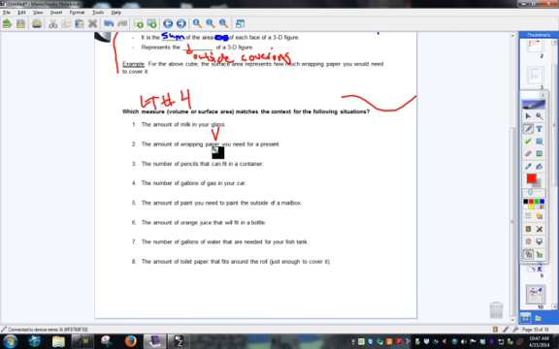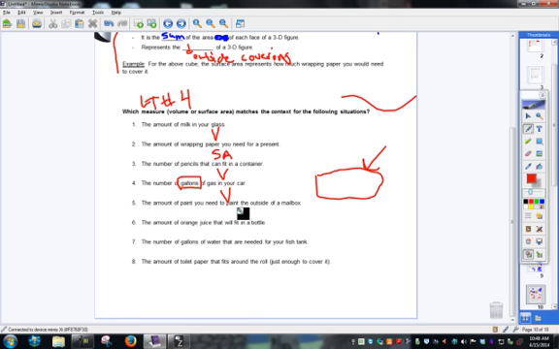The amount of wrapping paper you need for a present, well, we just talked about that. That would be surface area, and I'm fine with you just putting V and SA. The number of pencils that can fit in a container, definitely volume. Again, we're trying to fit something in something. Okay? The number of gallons of gas in your car, volume. Absolutely. You're saying a liquid. How much of a liquid can fit into, if this were my gas tank right here, how many gallons of gas would fit in there? What an amazing gas tank, by the way.